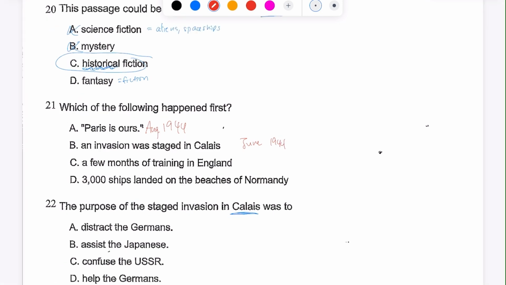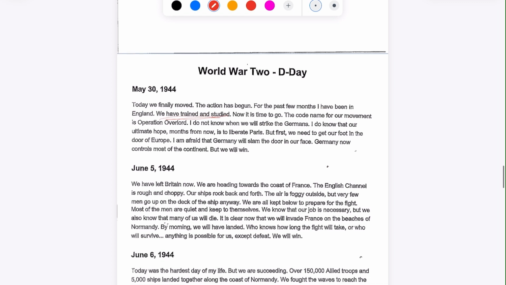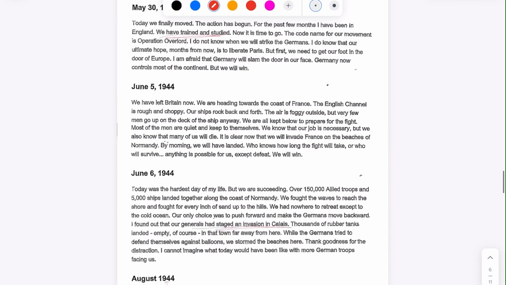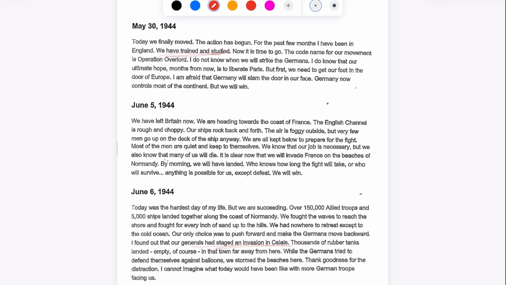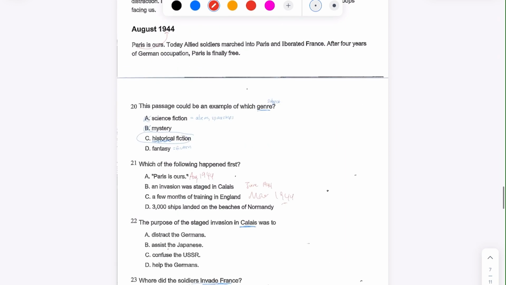Choice C says a few months of training in England. So the training happened early on here. So that did happen super early. You have trained and studied. That's March 30th. And finally, 3,000 ships landed on the beaches of Normandy. So the ships landed over here. So after June 5th, it's June 6th. It's the day after that. Either way, the first that happened, in this case, is choice C. So you were training in England before you stormed Normandy, which makes sense. So you have to train or practice.